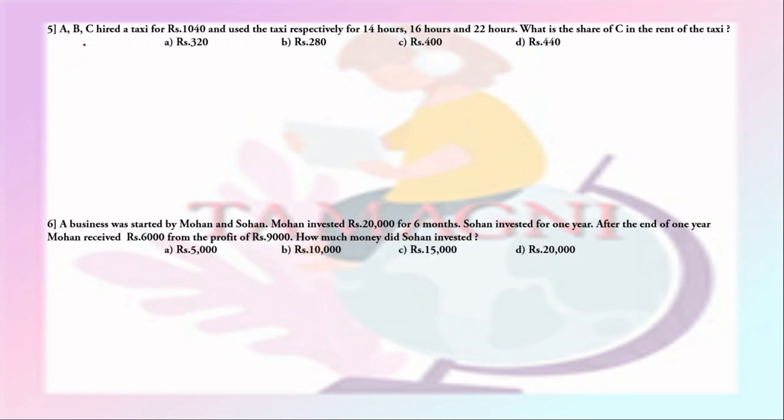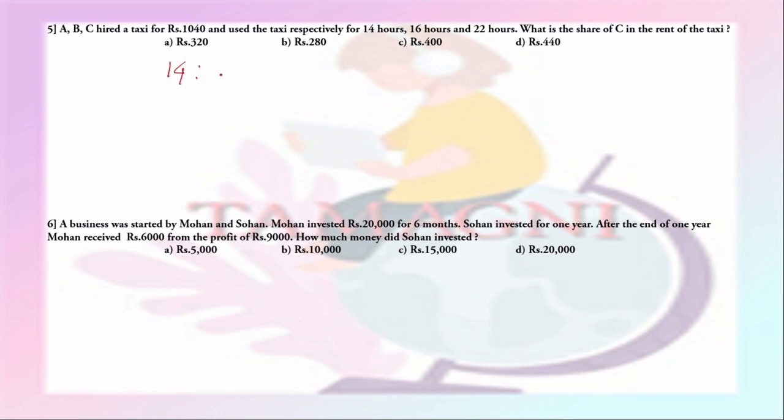Question number 5. A, B and C hired a taxi for rupees 1040 and used the taxi respectively for 14 hours, 16 hours and 22 hours. What is the share of C in the rent of the taxi? Here we shall first find the ratio of their consumption in terms of hours. That is, we shall find the ratio of 14 hours, 16 hours and 22 hours.